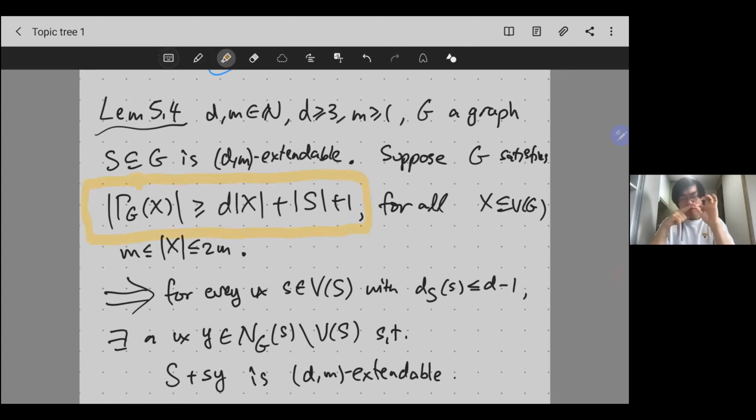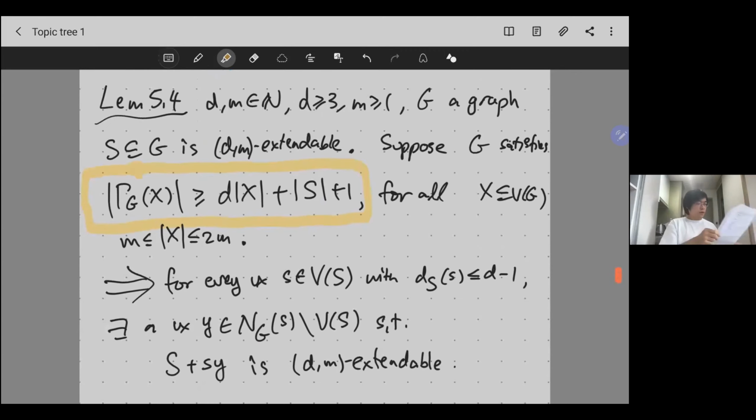Then, for any vertex that has not yet met its quota, that is, the degree in the partial embedding is at most d minus 1, we can always find one of its neighbors outside the partial embedding and attach it, adding this leaf to extend the partial embedding while maintaining this nice property. This is Lemma 5.4. And so for the remaining time, we will prove this.